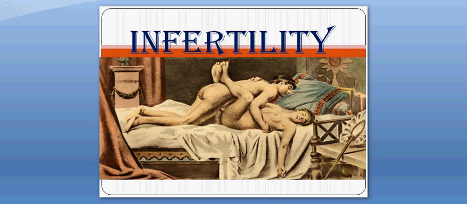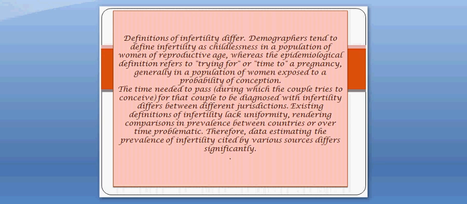Definitions of infertility differ. Demographers tend to define infertility as childlessness in a population of women of reproductive age, whereas the epidemiological definition refers to trying for or time to a pregnancy, generally in a population of women exposed to a probability of conception.